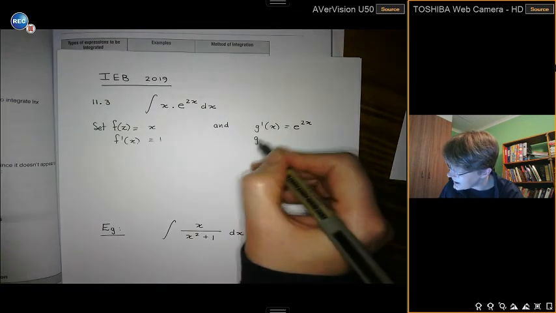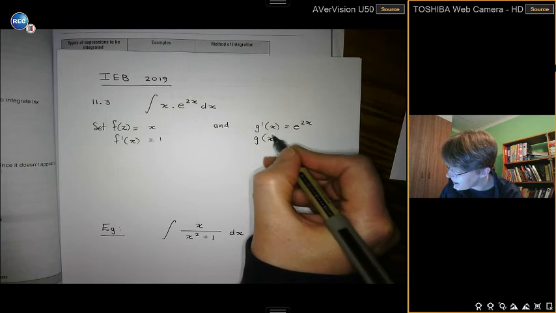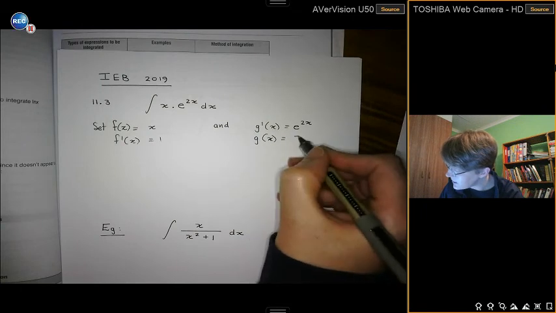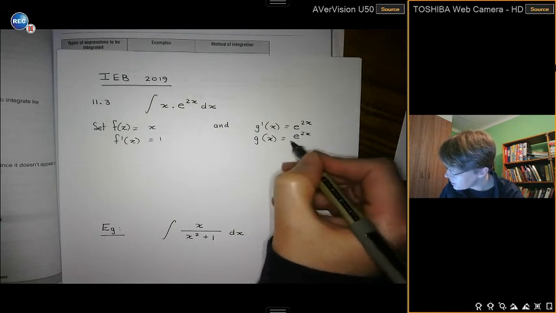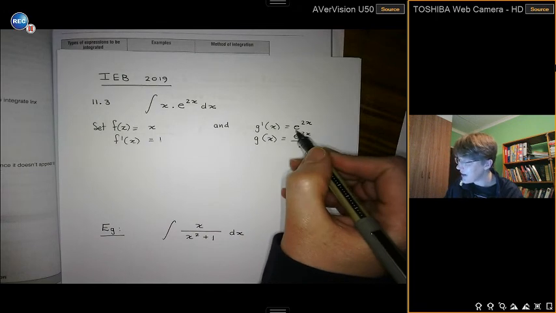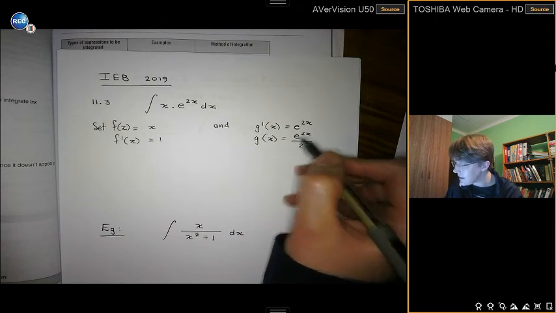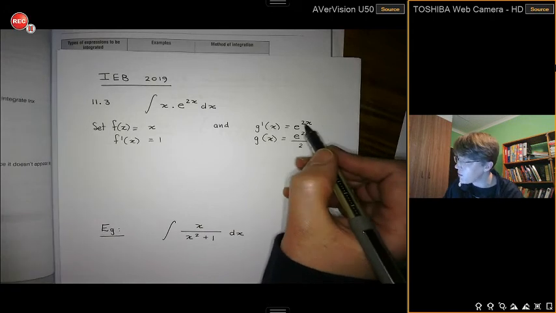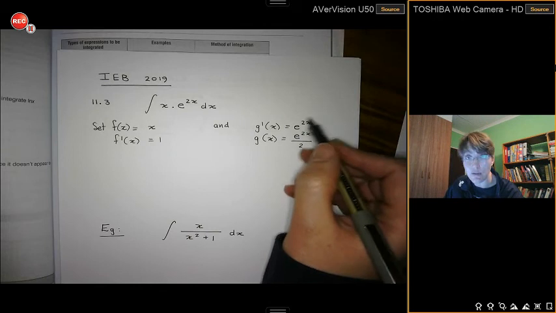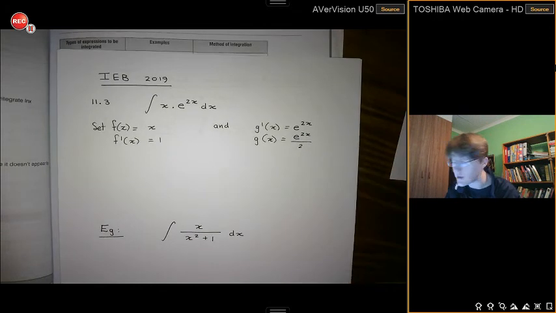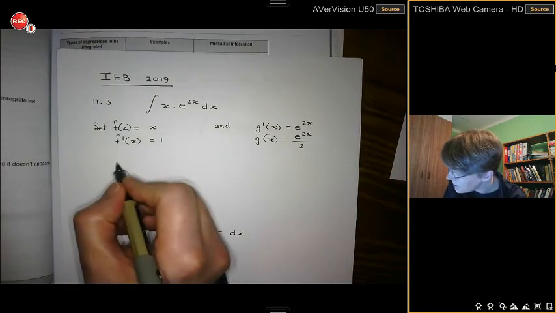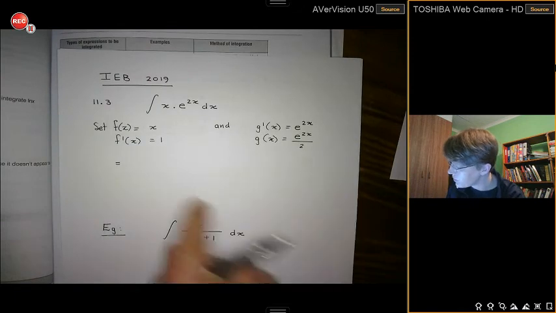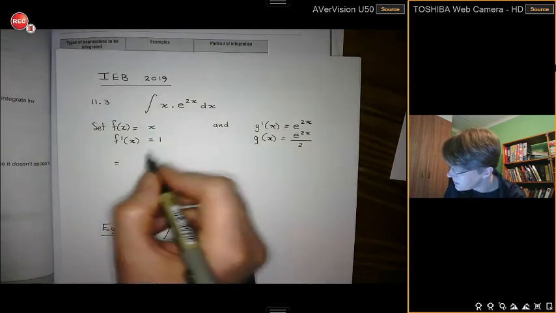I then find the derivative of f(x), which is 1, and then I find the integral of that, which is g(x), and the integral of that is going to be e to the power of 2x over 2. Because remember, if I find the integral of e, it stays e, but because of that simple form that we've just discussed, we don't multiply by the 2, which is the derivative of 2x, we divide by 2. Then I sub it into my integrating by parts formula, which is that times that.